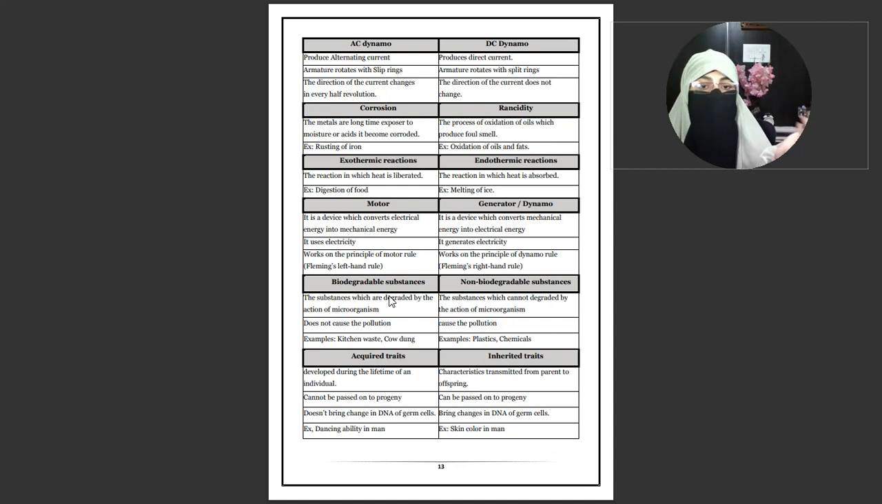Then biodegradable substance, non-biodegradable substance, very easy. Biodegradable: bio is life. Degradable means getting degraded or getting digested, if I have to say. That will be the proper term to be used. If it is getting digested by living organisms, then it is known as biodegradable, and non-biodegradable if it is not getting degraded by microorganisms. Since biodegradable substances get digested by microorganisms, they will not cause pollution, whereas non-biodegradable components will cause pollution. Examples are being mentioned.